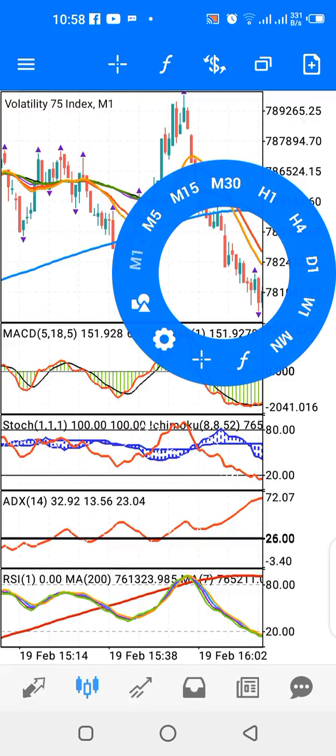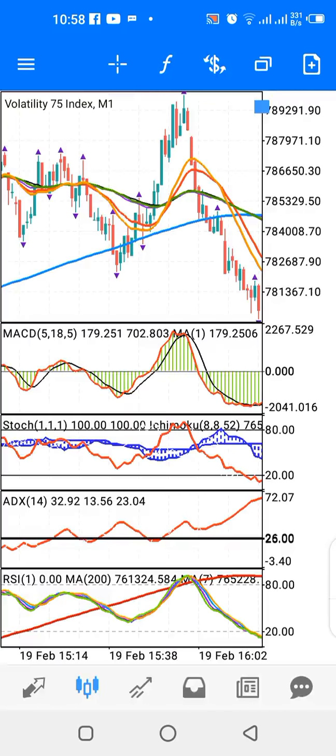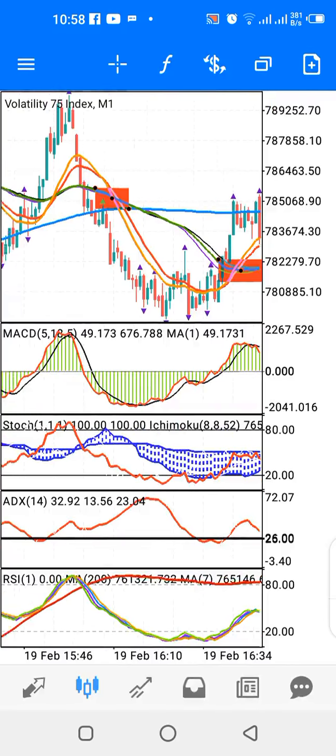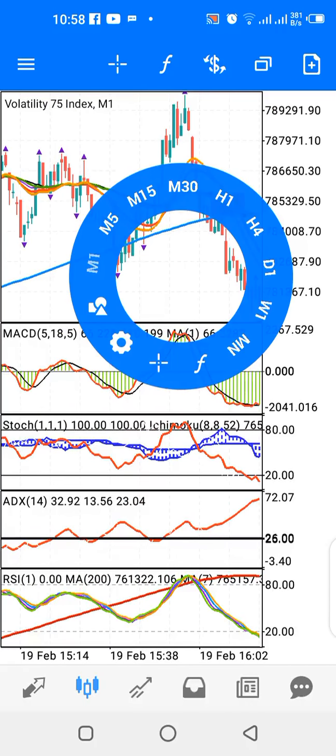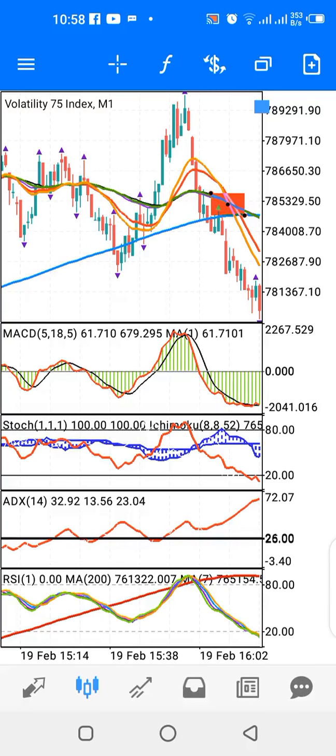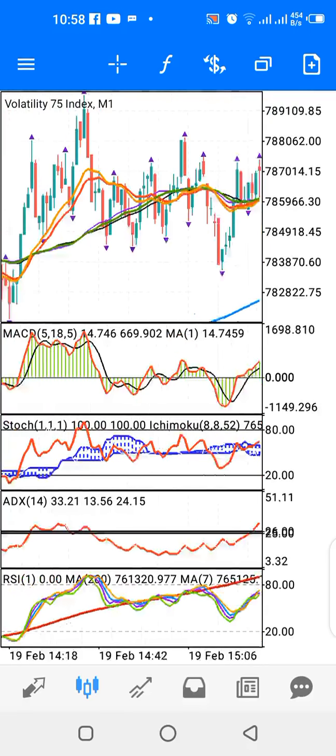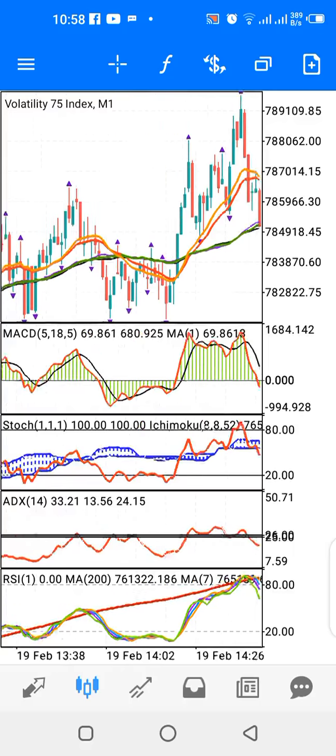Cross down. Okay, I will cross down here. Okay, sell. Cross up. Buy. Okay, we have range. This is a range formation.